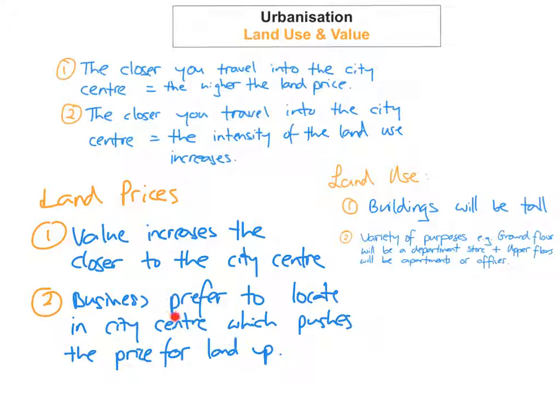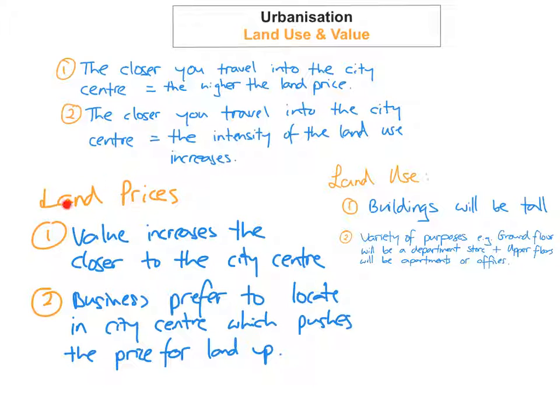So I just said that businesses prefer to locate in the city centre, which pushes the price for land up. Because land is used more intensively in the city centre, a lot more people want to locate their business here, and because the demand increases for that area in the CBD, the prices will increase dramatically. What you'll find is people won't be able to live here in residential, especially not in houses, or on the ground floor. They'll have to maybe live in the apartments on the first, second or third floor above the department store, because they'll be outpriced, and the price of living on the ground floor would be way too expensive.